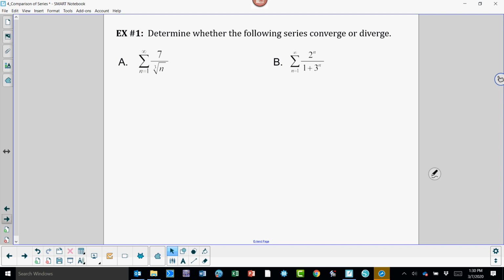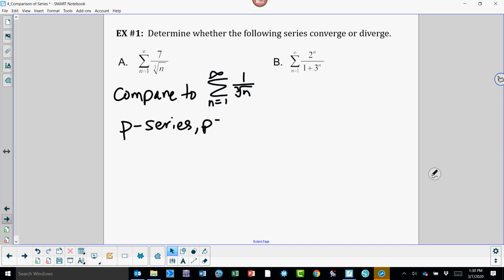Well, what I'm going to compare it to is the series where you basically get rid of any numbers and just look at 1 over the third root of n. So ignore the 7. I'm going to compare it to that. Well, that series is a P series where P equals 1/3, right? Because this would be n to the 1/3 in the bottom. And 1/3 is less than 1, thus this series that I'm getting ready to compare to diverges, okay?